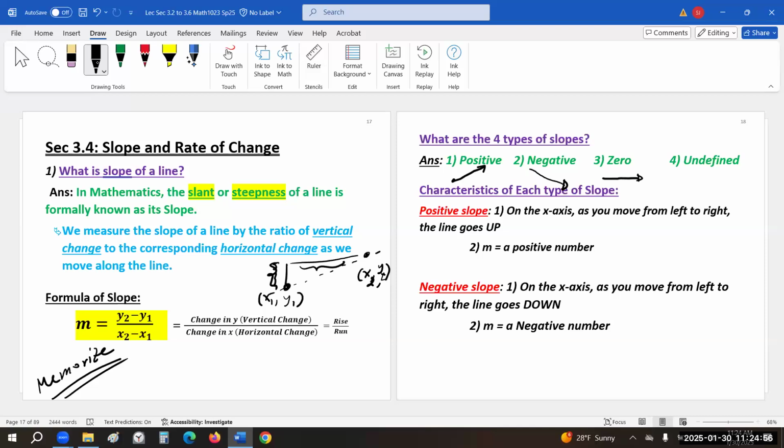And undefined means it's so steep that we have no idea how to count, because we are moving straight up or down. So 4 types of slope tells us 4 different types of lines, and I actually already explained all of this. Positive means when you walk from left to the right, your m is a positive number. Negative means when you walk from left to the right, your m is a negative number.